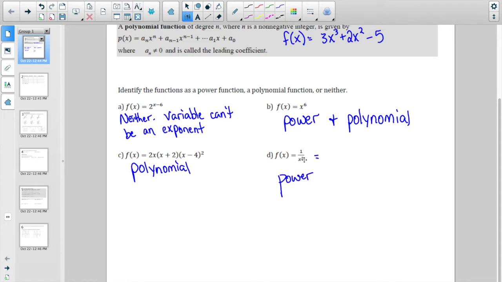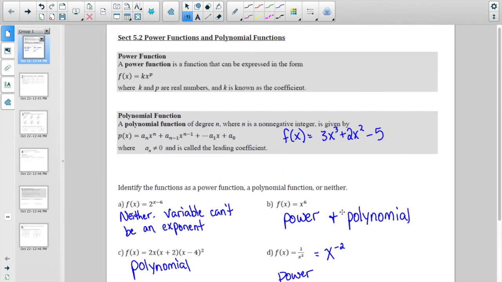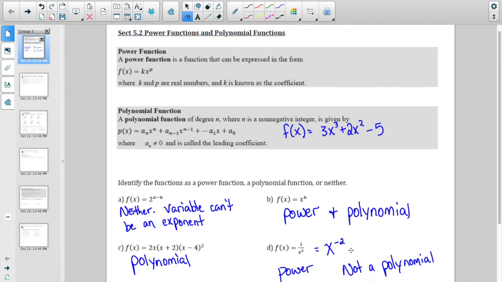Now remember, if it's in the denominator like this, we can think of this as x to the minus 2. So it's okay if the power is negative, it still can be considered a power function because notice what this says up here, p is a real number. However, this is not a polynomial. Notice the difference between part B, x to the 6, which I said was a polynomial as well as a power. For a power function, the power has to be a real number. Well, negative 2 is a real number. But for a polynomial function, the degree has to be a non-negative integer. Negative 2 would be a negative integer, so that one won't work. So it's not a polynomial function, but it is a power function.